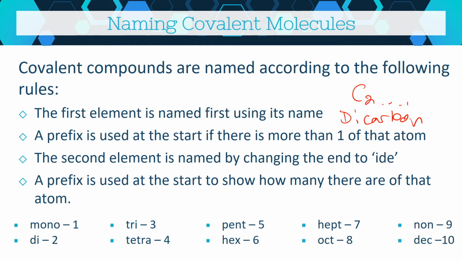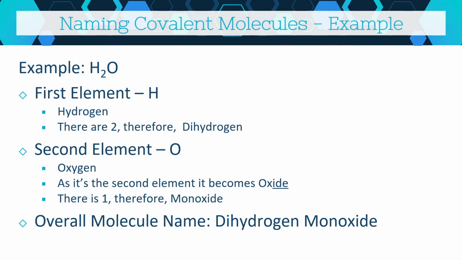Again, like with the first bit, you need to include a prefix to show how many there are of that atom. The only difference here is if you have one, you put mono at the start. For the first element, if it's 1, you don't need to put anything at the start. For the second element, if you've got 1, you have to put mono at the start to indicate that it's just 1. So you're probably thinking, yeah, but what does this look like? Well, this is what it looks like.